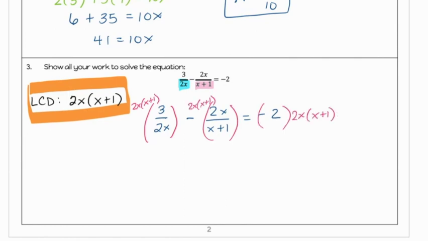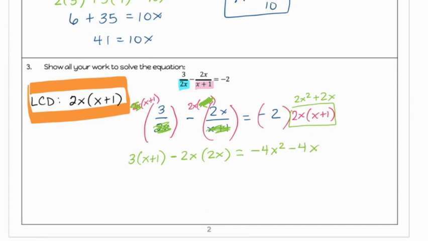So now, what's going to cancel out? In the denominator, I have a 2x. So let's get rid of the 2x. What's left? I'm left with the x plus 1 times 3, or 3 times x plus 1. Over here, I have an x plus 1 in the denominator. I'm going to get rid of that x plus 1. So what's left? I'm left with a minus 2x times 2x equals, over here, I need to multiply. So I'm going to start by multiplying this piece and then distributing the negative 2.